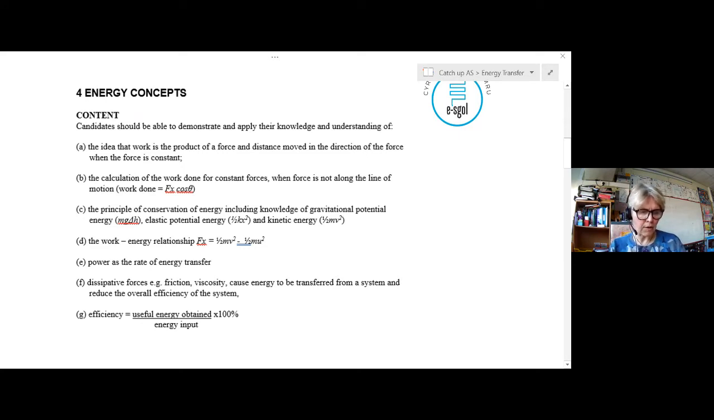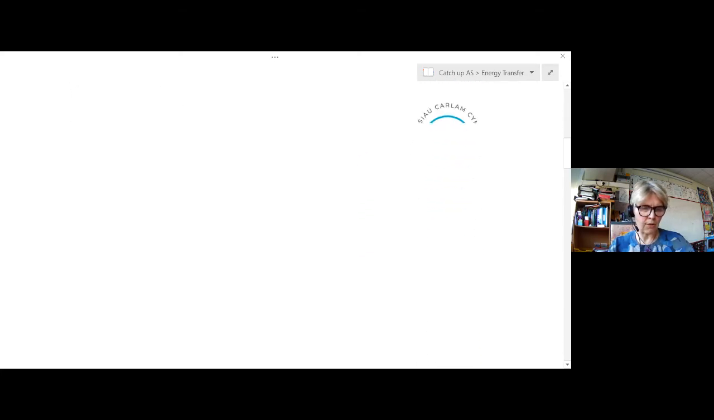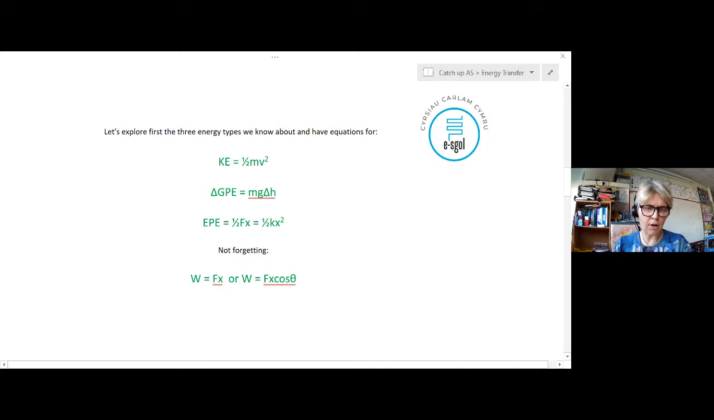This is what we are going to cover: work, energy, the work-energy relationship, power, dissipative forces and efficiency. Without further ado, let's have a look at a few energy types that we already know about and that we have equations for. These are taken from GCSE and you are expected to be able to know and identify them and apply these equations at A level.